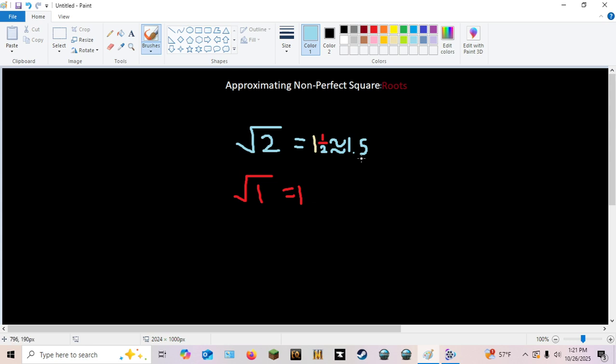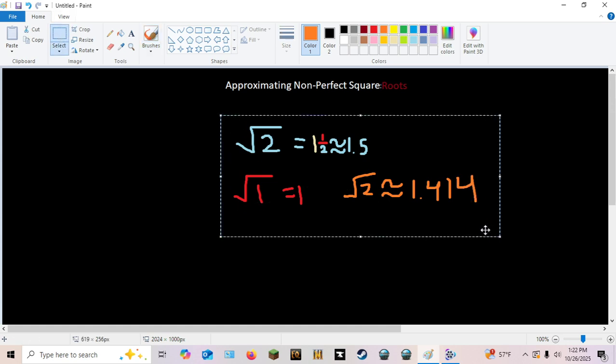Now, let's go see. Square root of 2, given to a calculator, calculates as 1.414. It's actually pretty close. So that's the answer for the second one.